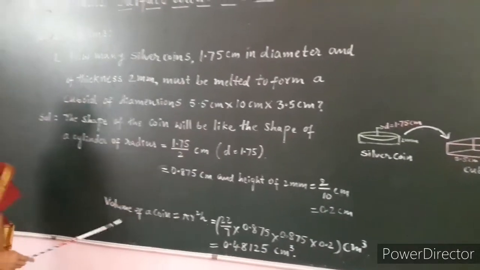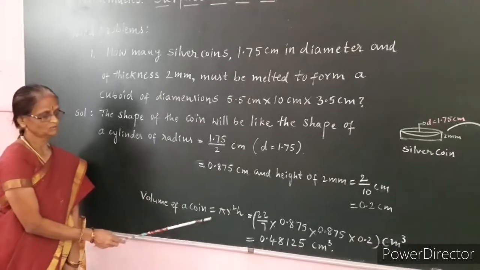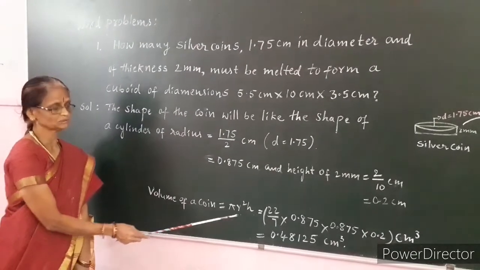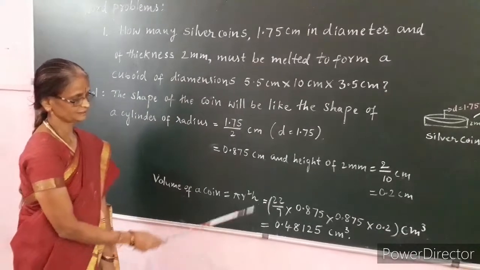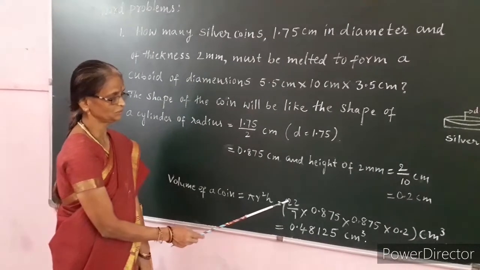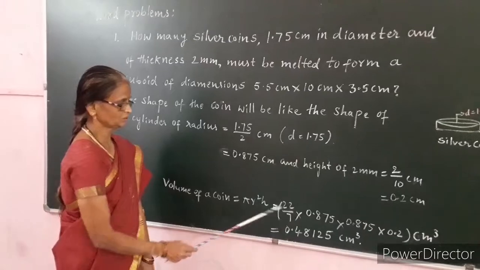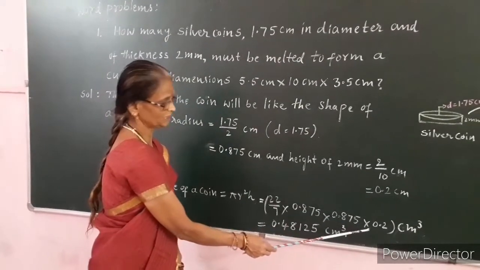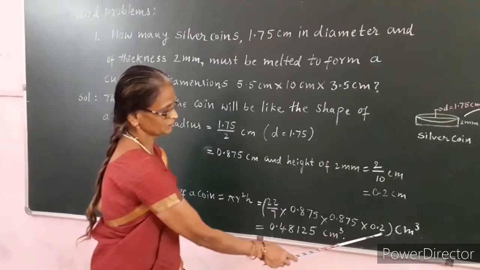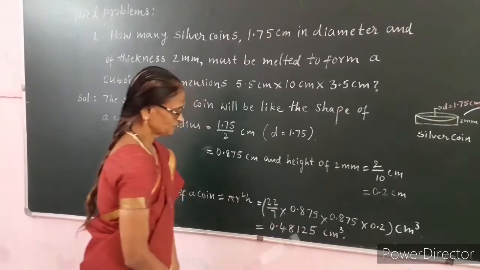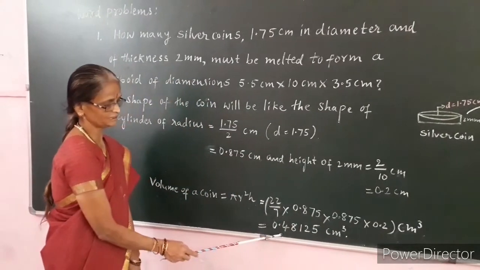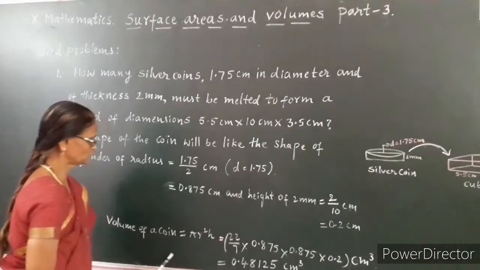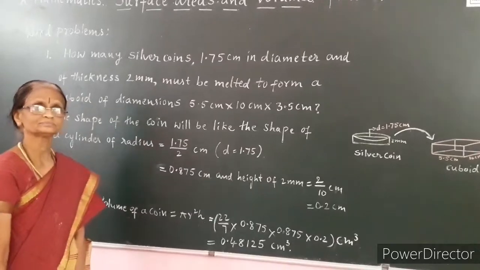Now we have to find out the volume of a coin. Volume of a coin equals pi r square h. This is the formula related to a cylinder. Volume of a cylinder equals, substituting the values, 22 by 7 into r value 0.875 into 0.875 into h is 0.2 centimeter cube. That's it. On simplifying we get 0.48125 centimeter cube. This is the volume of a coin.